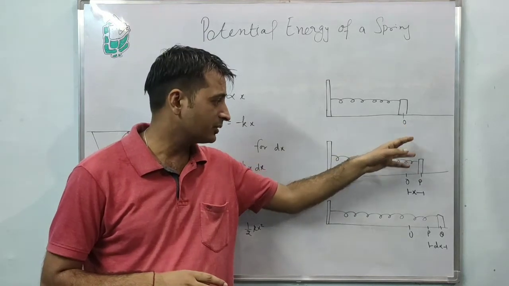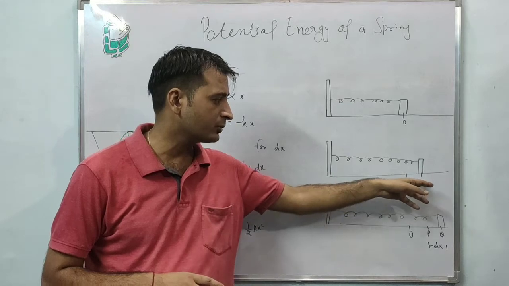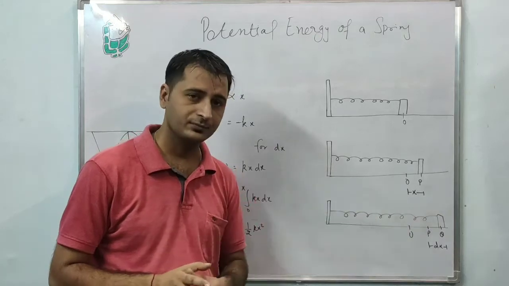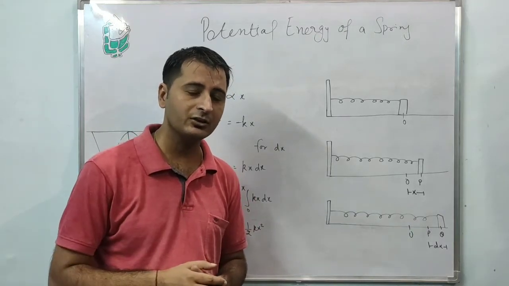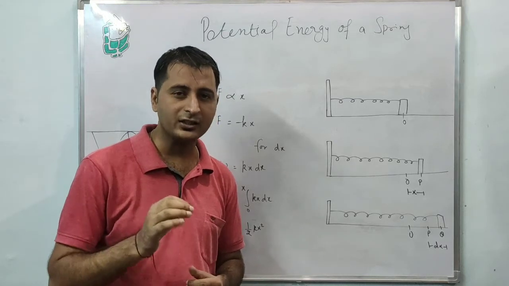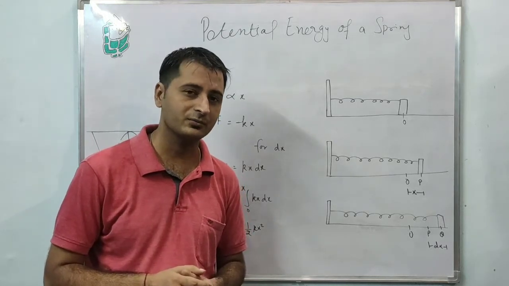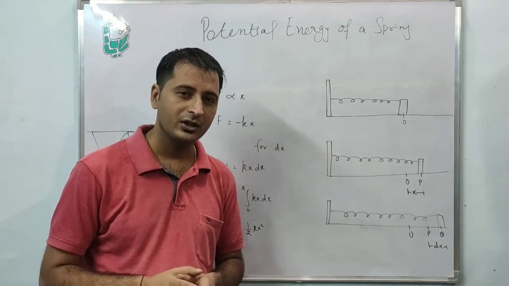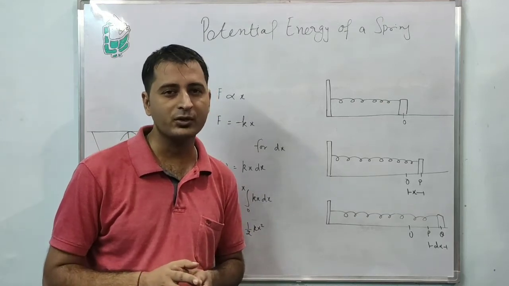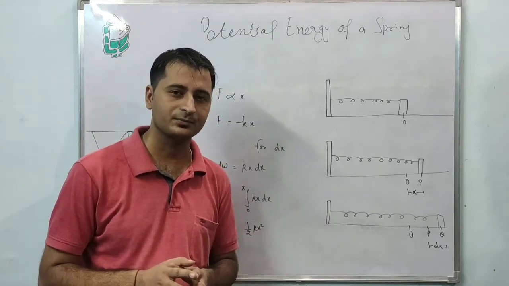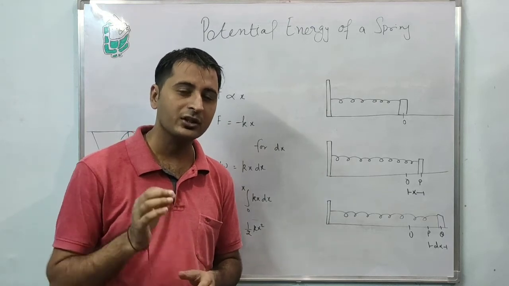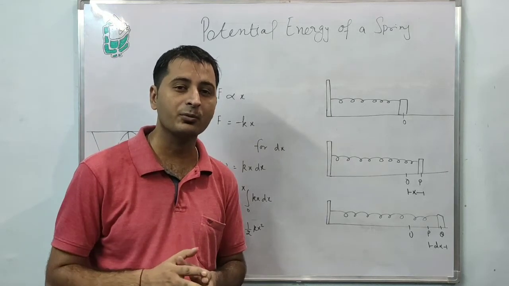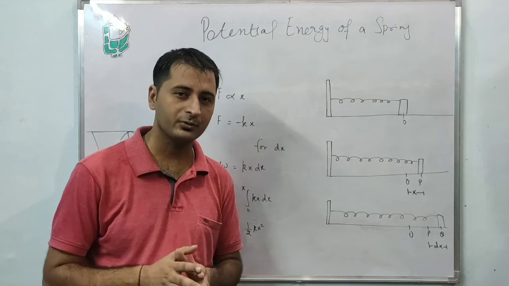We try to displace the block from the mean position to the point P. That displacement we have considered as x. As we stretch or displace the block, a restoring force acts on the system, and that restoring force will be F directly proportional to x. If we remove the proportionality, it comes out to be F equals minus kx, where k is called the spring constant and the negative sign highlights that the restoring force acts in the direction opposite to the displacement.